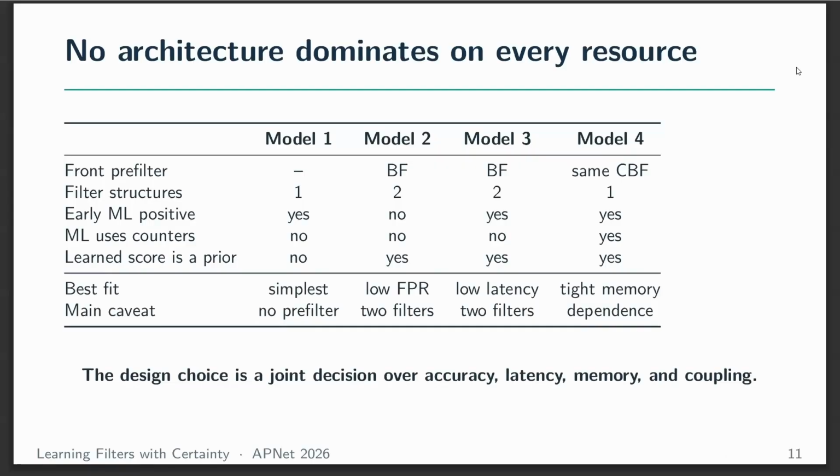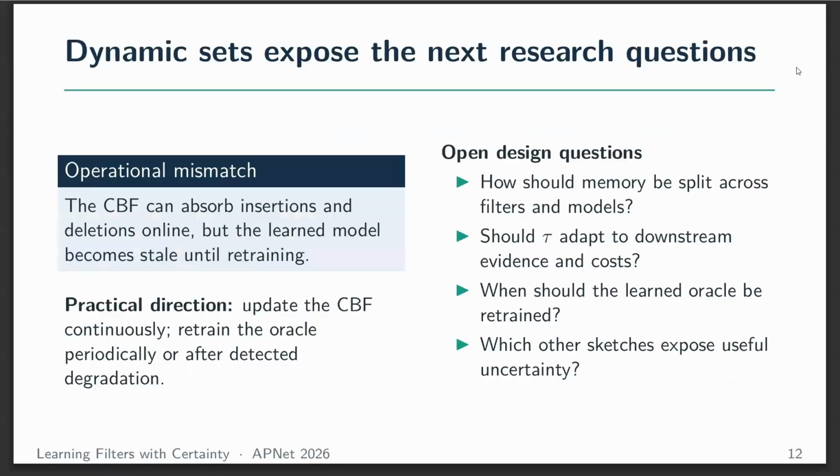And we also ask what is actually the prior, whether the information taken from the machine learning model can be used as a prior. In all the models 2, 3, and 4, we use it as a prior for the counting Bloom filter. So these are the differences between the different models.